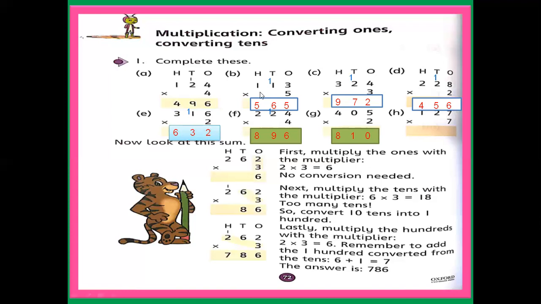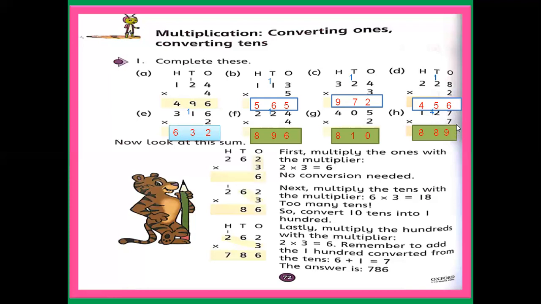H part. 127 multiply 7. 7 sevens. Read the table of 7. 7 ones are 7. 7 twos are 14. 7 threes are 21. 7 fours are 28. 7 fives are 35. 7 sixes are 42. 7 sevens are 49. Write 9 here and 4 will go to add into tens.